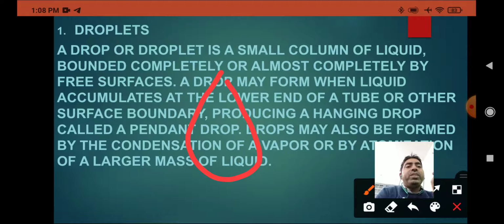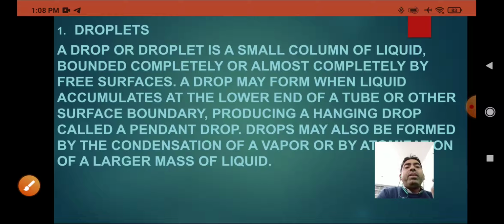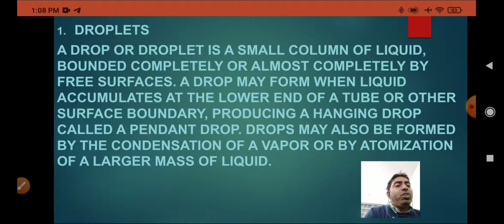A drop or droplet is a small column of liquid bounded completely or almost completely by free surfaces. A drop may form when the liquid accumulates at the lower end of a tube or other surface boundary, producing a hanging drop called a pendant drop. Drops may also be formed by the condensation of a vapor or by atomization of a larger mass of liquid, that is the droplets.